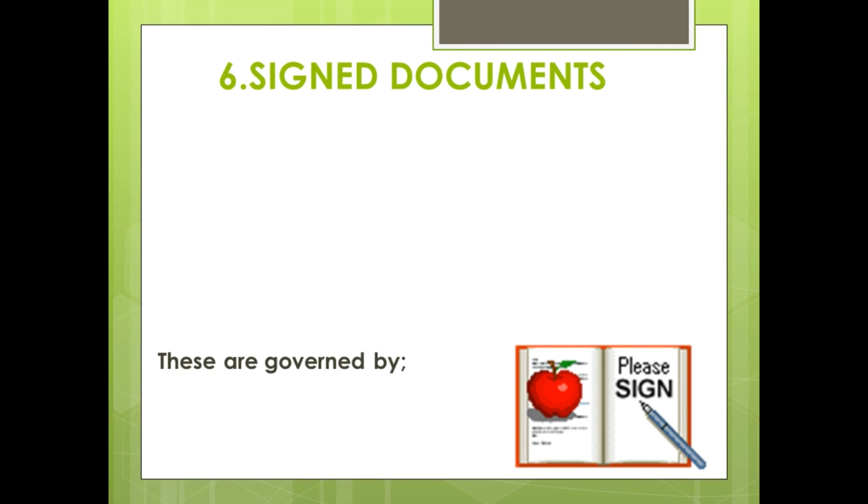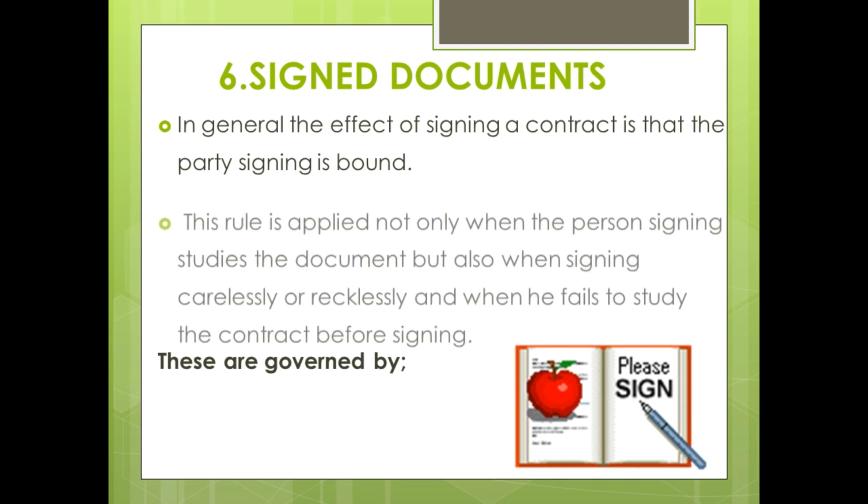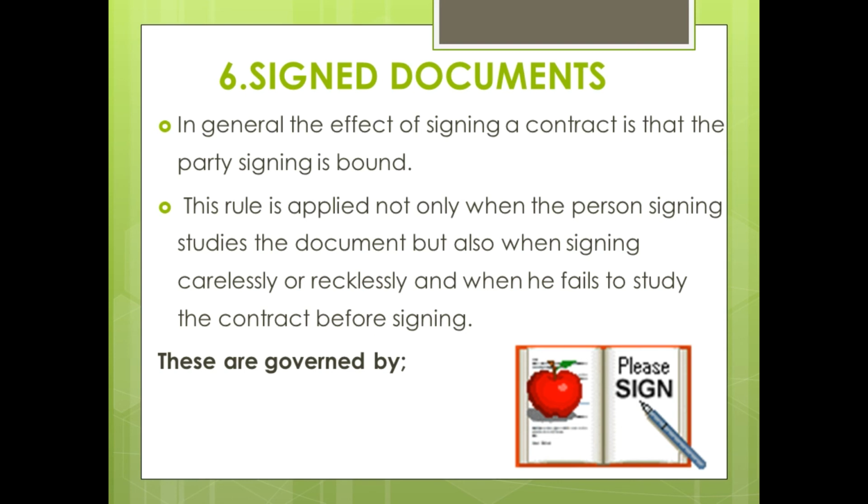Next, we have signed documents. In general, the effect of signing a contract is that the party signing that contract is bound. This rule is applied not only when the person signing studies the document, but also when signing carelessly or recklessly, and when he fails to study the contract before signing. So, we are saying that the general rule is if one signs a document, he is bound to abide by all the obligations on that contract. He should perform his duty because he has just signed.